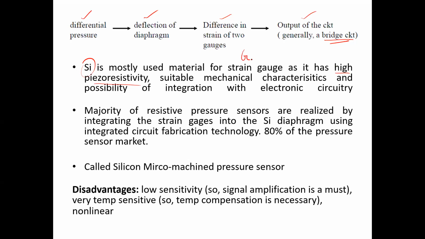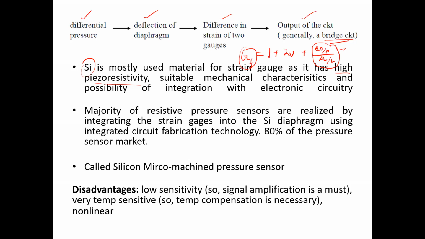So if you remember from the discussion of strain gauge, the gauge factor was represented by 1 plus 2 mu plus delta rho by rho divided by delta L by L. So this term was referred to as piezoresistivity. So if some material provides higher piezoresistivity, the gauge factor is going to increase and the sensitivity will also increase.